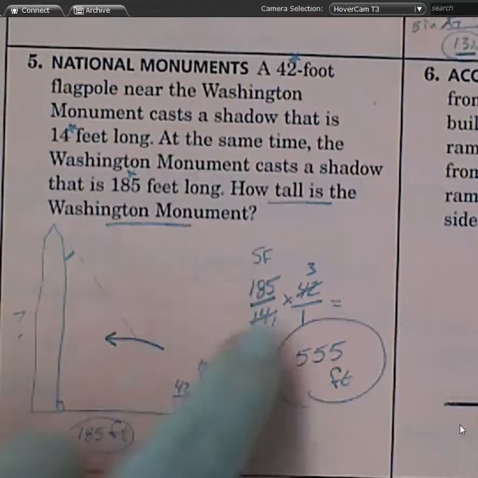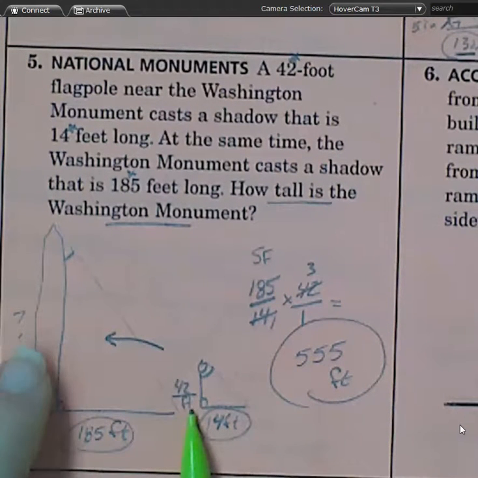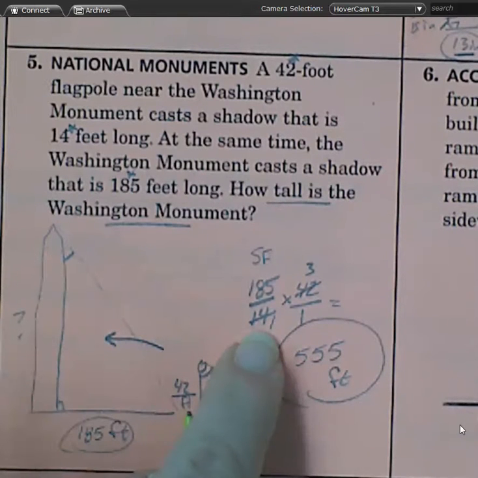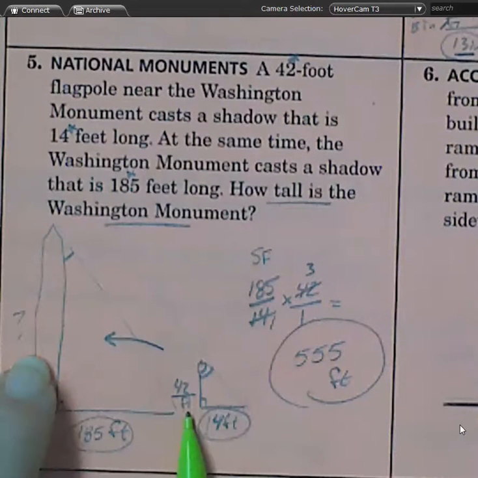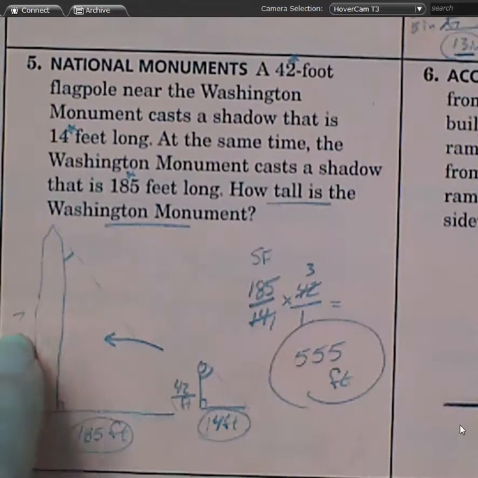Once I find my scale factor, what do I do? Once I find my scale factor, how do I find my missing side length? How do I find my missing side length? Once I have my scale factor, how do you find the missing side length? Go ahead, Ty. Perfect. You find the corresponding side, and then you simplify.